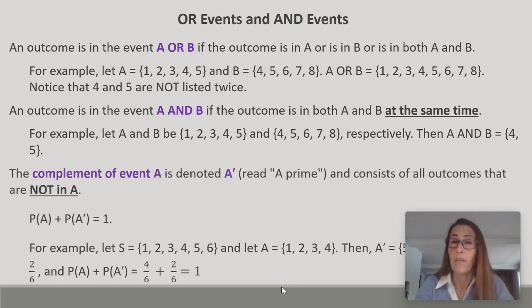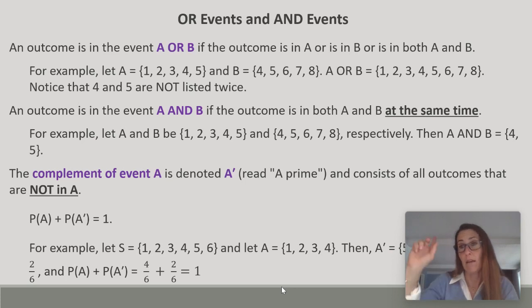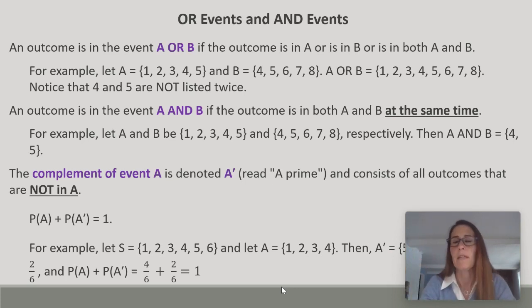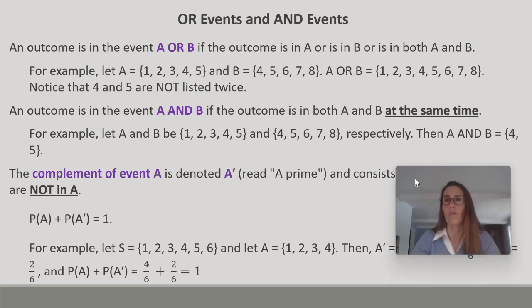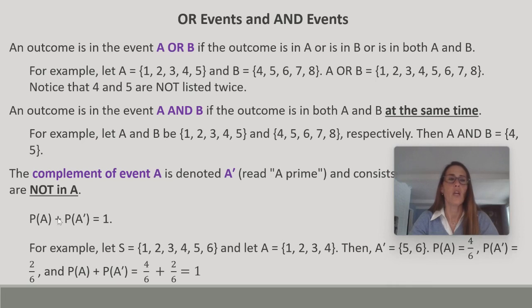So the complement of event A is noted as A apostrophe, but we say A prime, and that consists of all the outcomes that are not in event A. So they're like opposites of each other. The probability of event A plus the probability of the complement of A always equals 1, because whatever it was for A, it's going to be 1 minus that, because it's everything else that isn't in A.